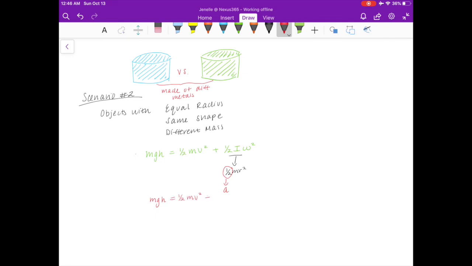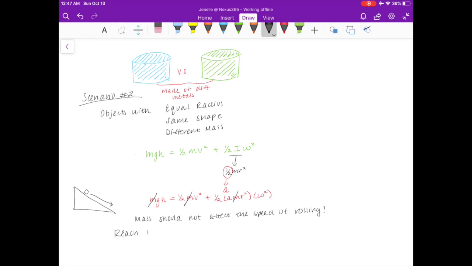And now let's substitute our moment of inertia equation in, and now we get that the rotational kinetic energy is equal to 1/2 mr squared times omega squared. So looking at the overall equation, we can actually cancel out all the masses. And so because we can do that, we know that mass should not actually affect the rolling speed. And so whether the object is made out of wood, made out of metal, made out of silver, made out of aluminum, doesn't really matter. They're all going to have the same rolling speed at the very end.